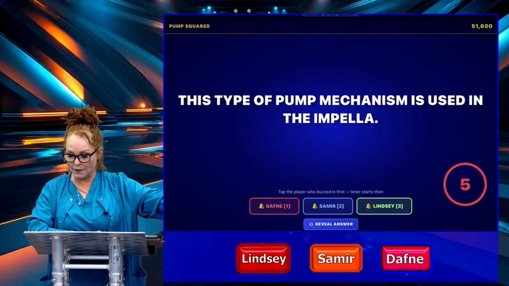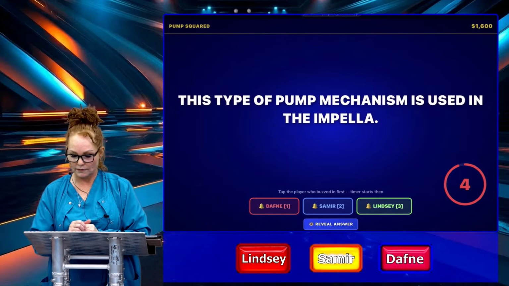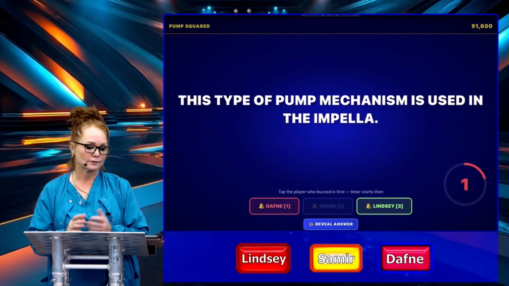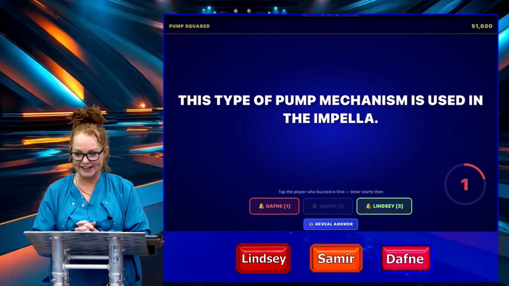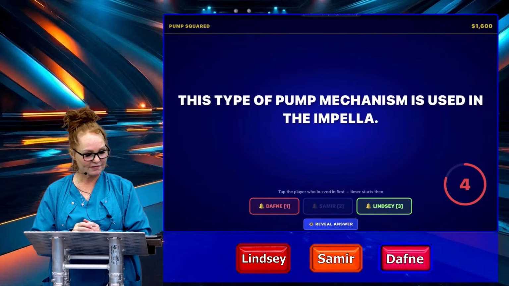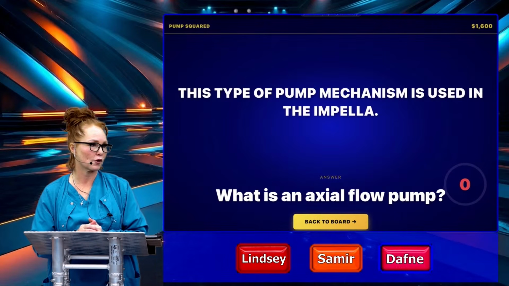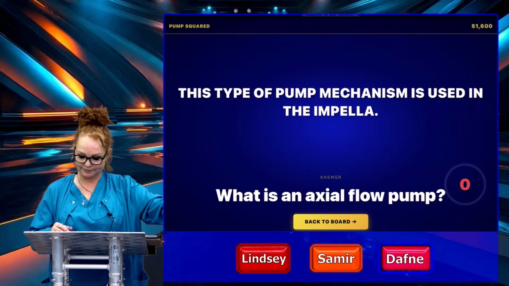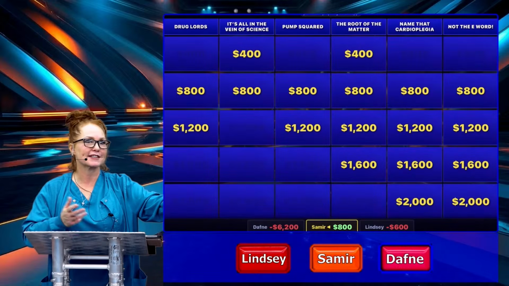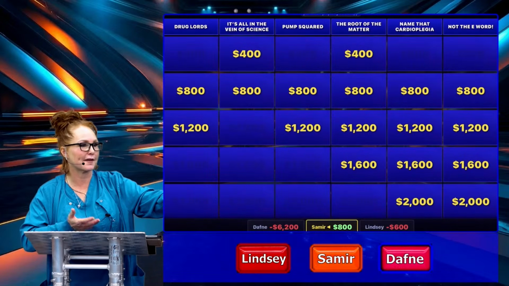This type of pump mechanism is used in the Impella. Samir, what is the impeller pump system? That is not correct. Sorry, anybody else? Nobody? The answer is, what is the axial flow pump? Again, they call it the impeller pump system. Well, that's like saying, what is a roller head? It's a roller head. I mean, okay.